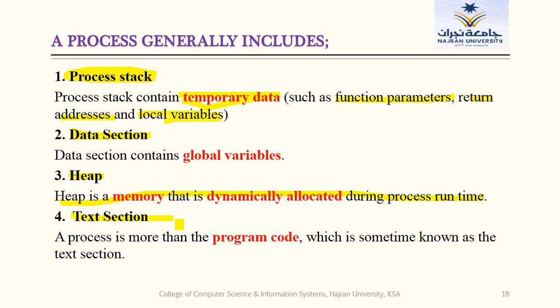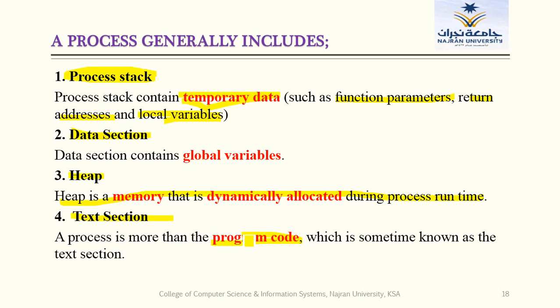Text section is the program code, that is our program, which is sometimes known as the text section. So a process is more than the program code. We have four components in a process. Our process generally includes the process stack, data section, heap and text section.